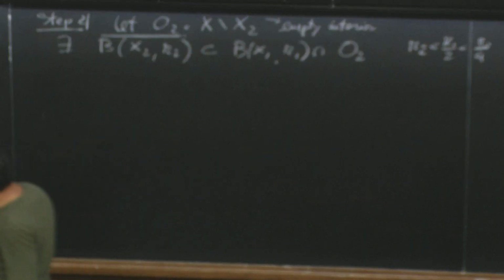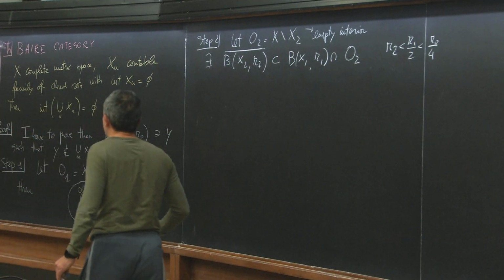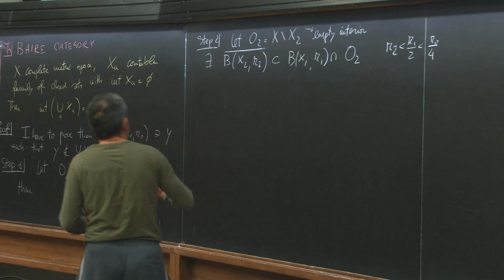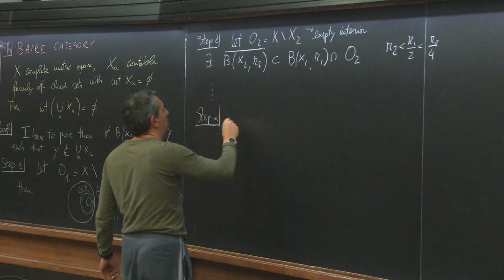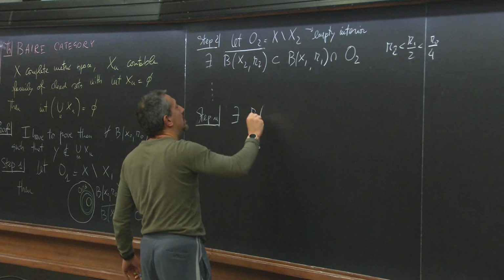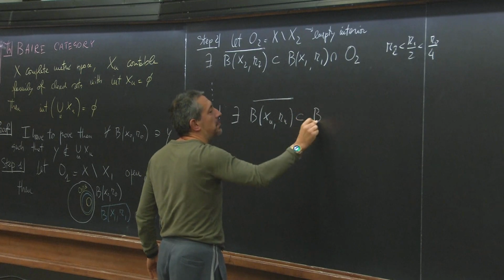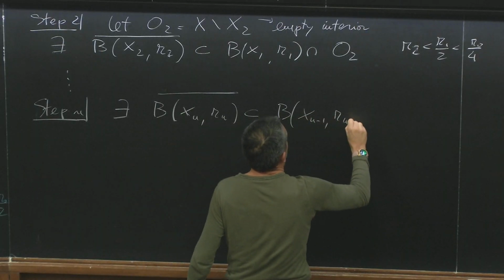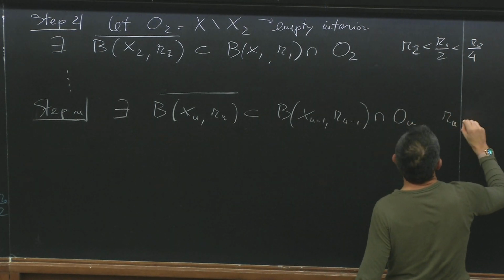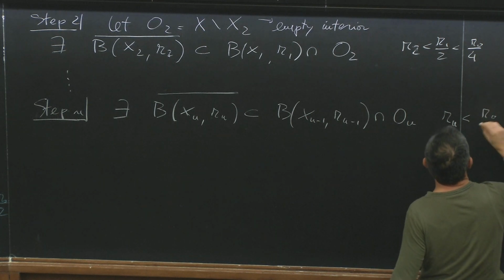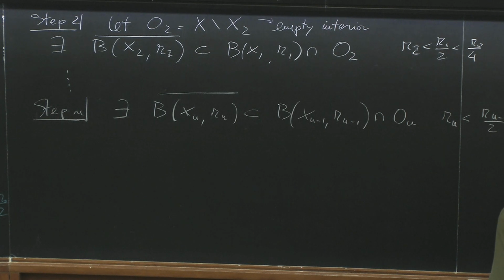So let's go back to the drawing. What I did here is take another ball which has half the radius and is inside. So if I go on, at step n there exists a ball B(xn, Rn) contained in the ball B(xn-1, Rn-1) intersection On, and Rn is less than Rn-1 over 2. Let's write it this way: less than R0 times 2 to the minus n.